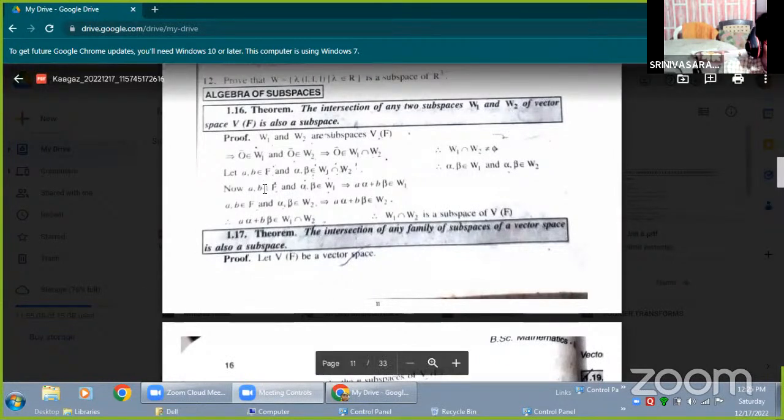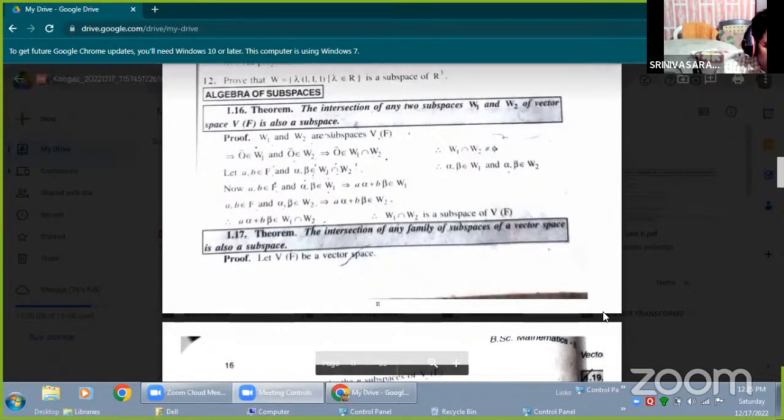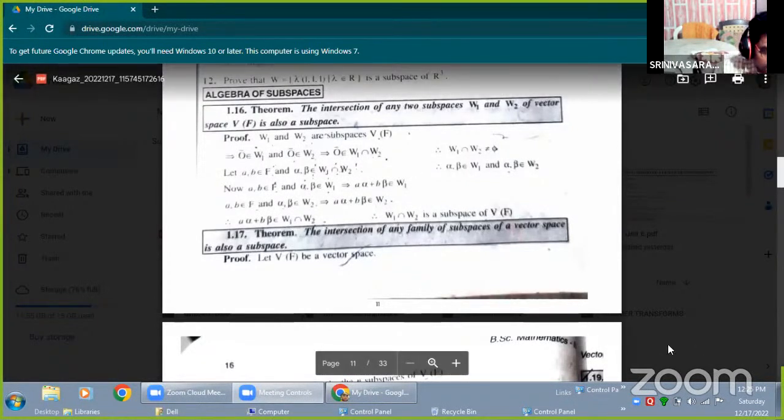Okay, just you have to see here. Algebra of subspaces. What is the algebra of subspaces? The intersection of any two subspaces W1 and W2 is a subspace. So let W1 and W2 be any two subspaces. Is it okay? Any doubt?